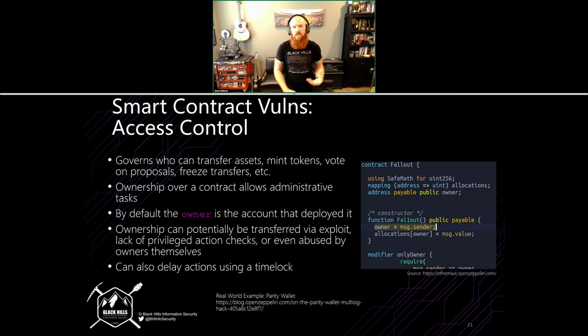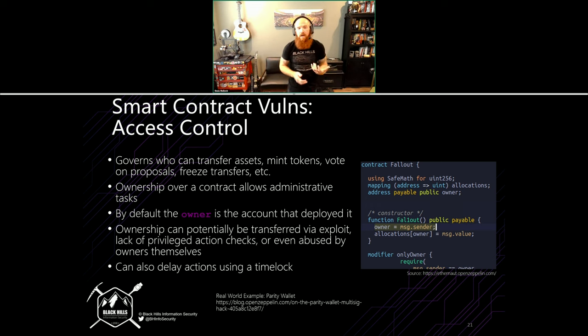So ownership over a contract typically means that you can do things like transfer assets, maybe mint tokens, maybe vote, maybe even freeze transfers from happening. By default, the owner is the account that deployed it. And you can implement various libraries to create function modifiers, which modify a function so that it requires something like an owner to perform that function.